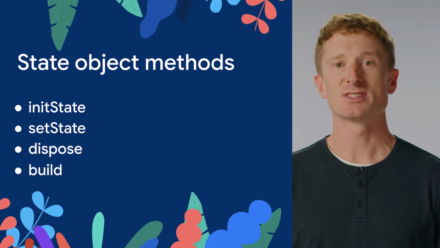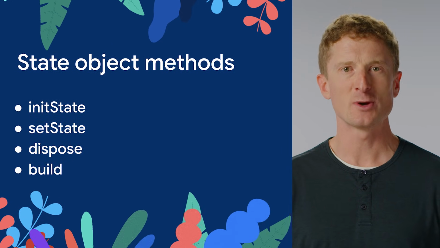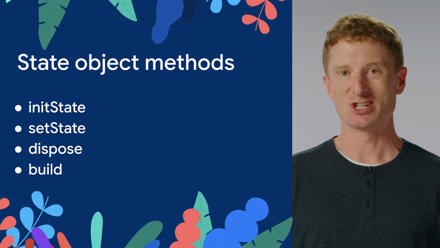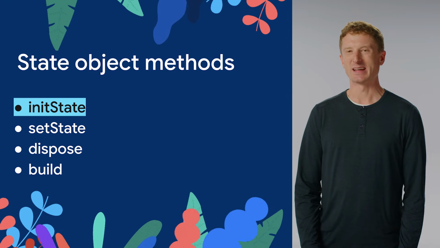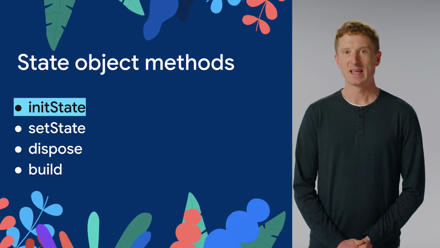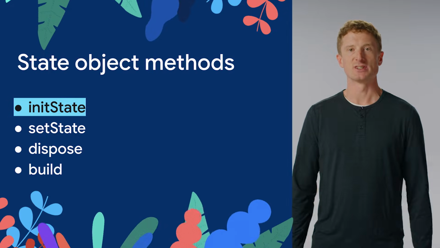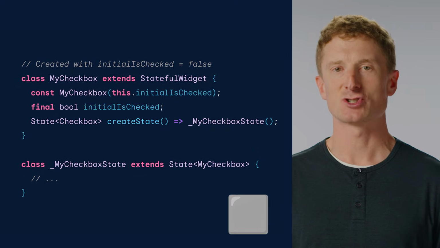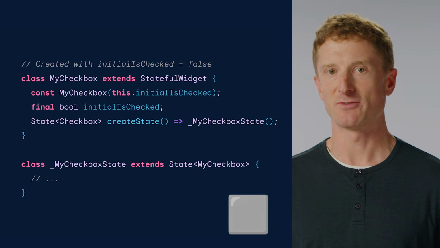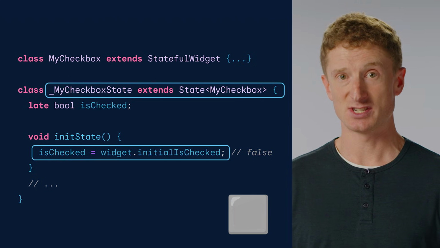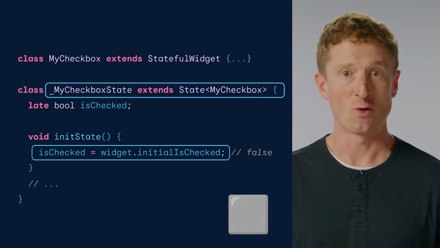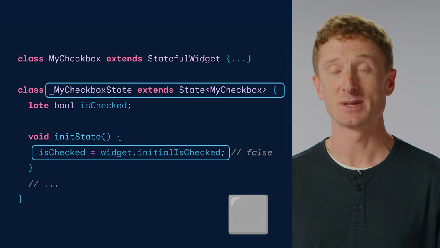The state object exposes a handful of methods to help manage state, the most important of which, while you're learning Flutter, are initState, setState, dispose, and our old friend build. InitState is called by the framework exactly once when the state object is created and is used to initialize other objects your widget needs to render, like animation and text controllers, especially when they rely on data that's passed into the stateful widget. For example, imagine a custom checkbox widget. Let's say the initial state is false, which means the box is not checked. In the state object, you use initState to initialize the state with the value passed into the myCheckbox widget, rather than using the constructor because the state object hasn't been attached to the widget yet.